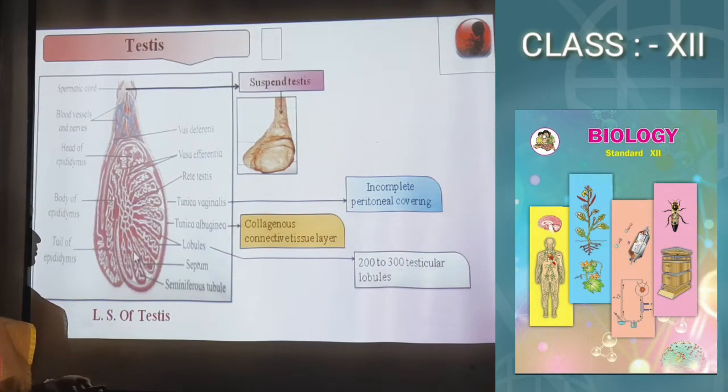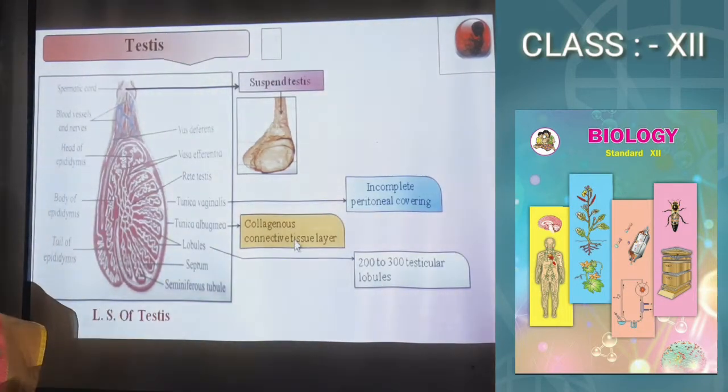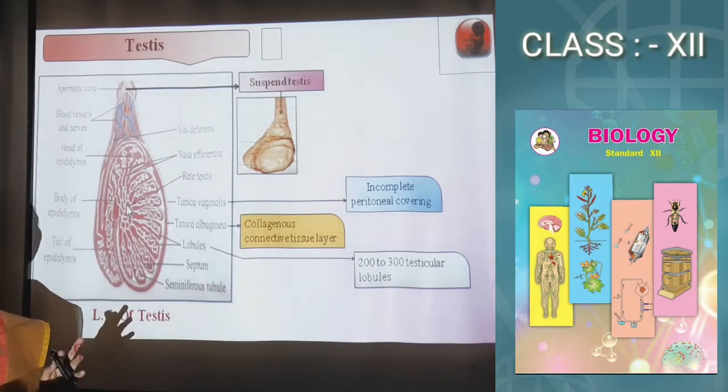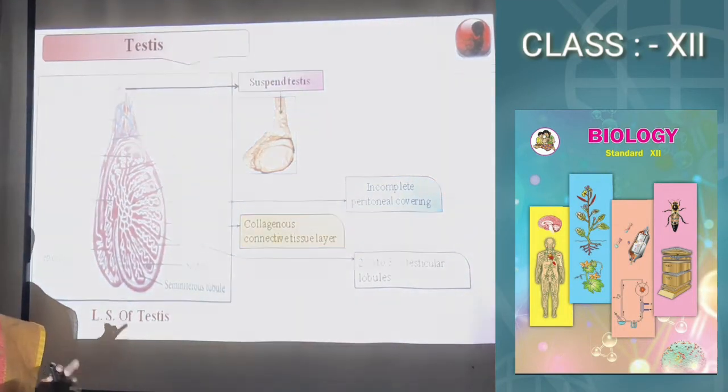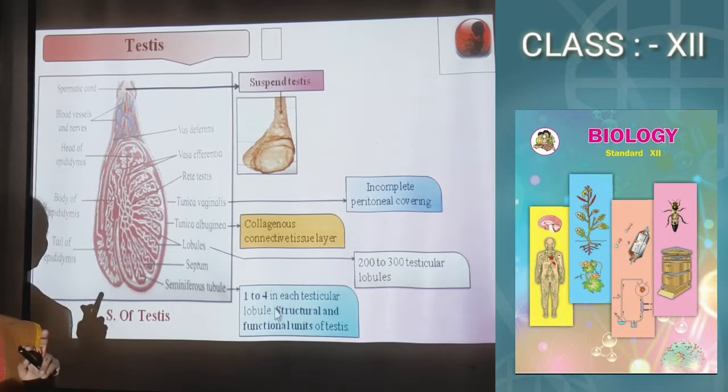Lobules. What is present in the lobules here? See here. In the testes, there are about 200 to 300 testicular lobules, and these lobules contain the important structural and functional unit of the testis, that is the seminiferous tubule. What is the number of seminiferous tubules? Already we studied 1 to 4 in each testicular lobule. These are the testicular lobules, in which 1 to 4 seminiferous tubules are present. Now come again to our recent lecture.